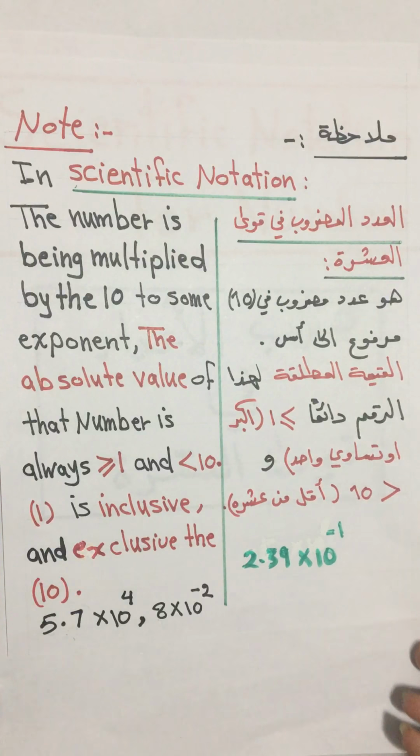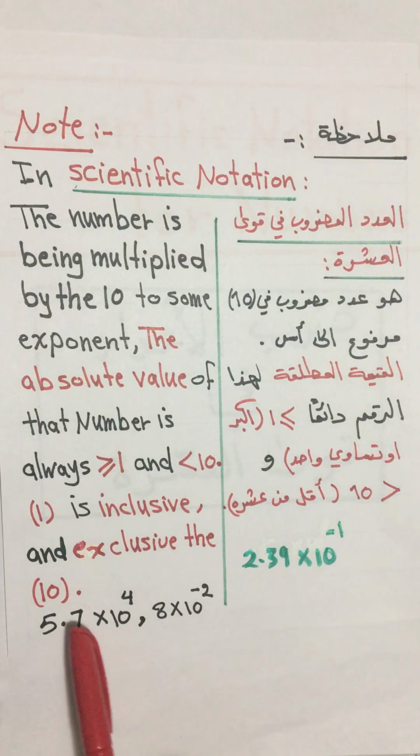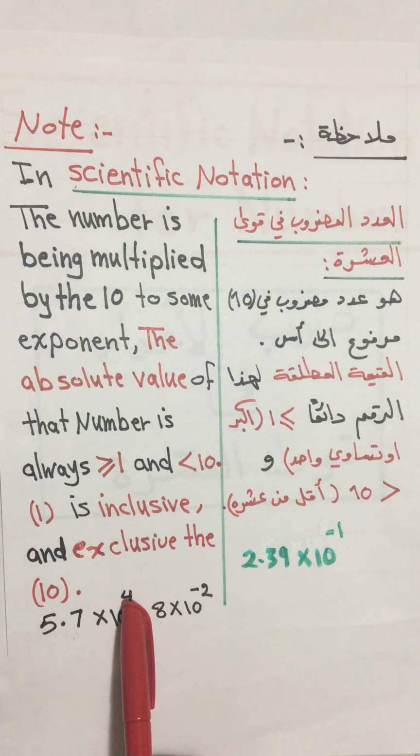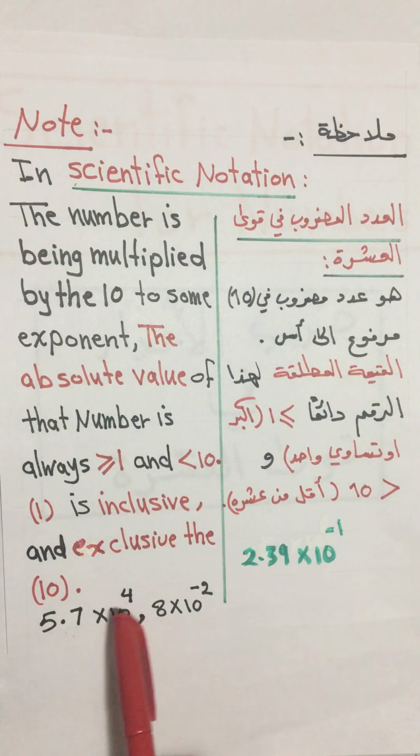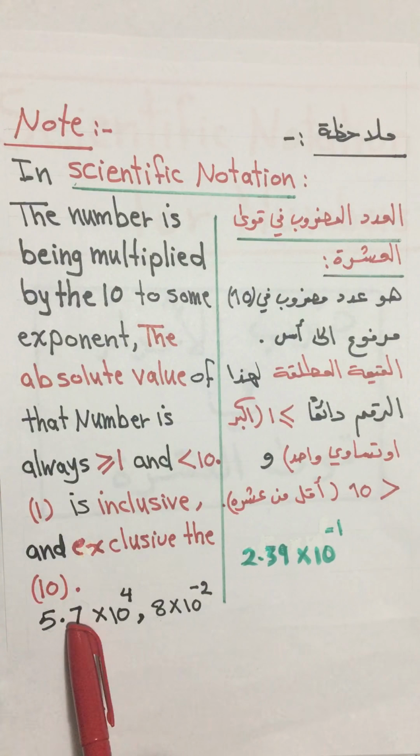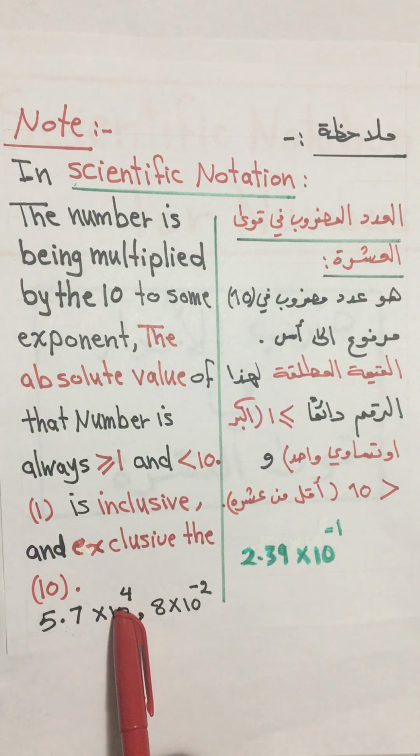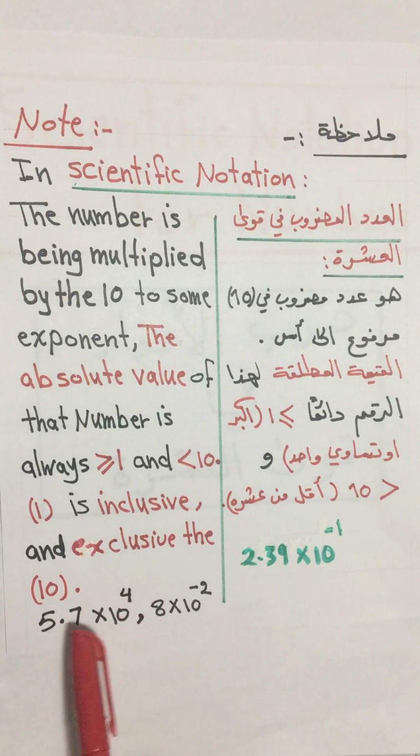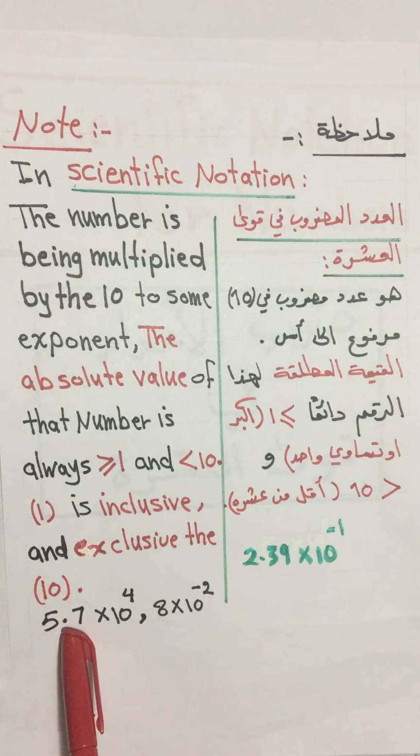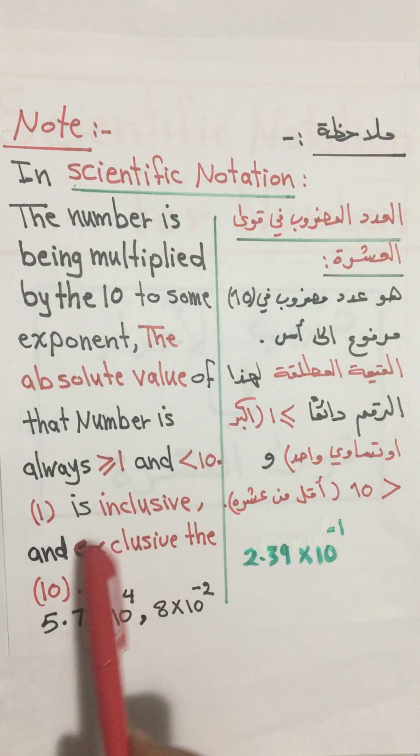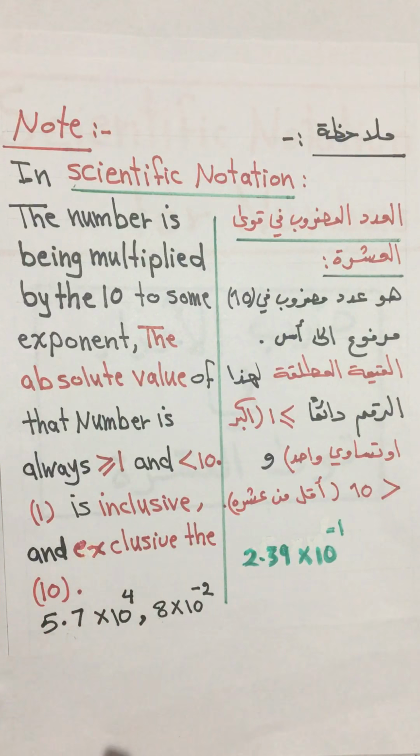In scientific notation, there is a number. I have to multiply it by 10 to the power 4. This form or this formula, I'm going to call a scientific notation. The number is being multiplied by 10 to some exponent. The absolute value of this number is always greater than or equal to 1 and less than 10. 1 is inclusive and 10 is exclusive. So this is a scientific notation. The absolute value of this number should be between 1 and 10.